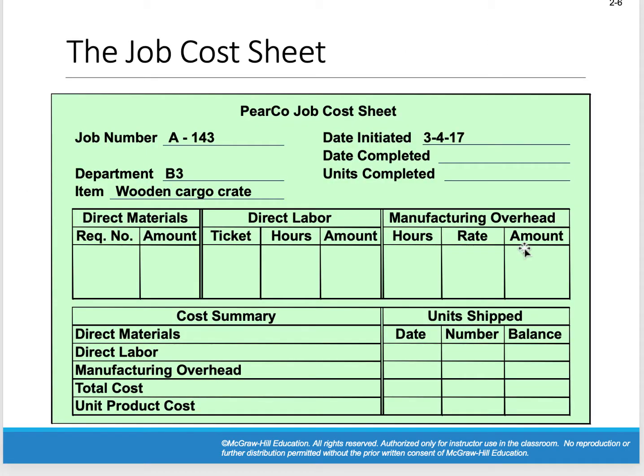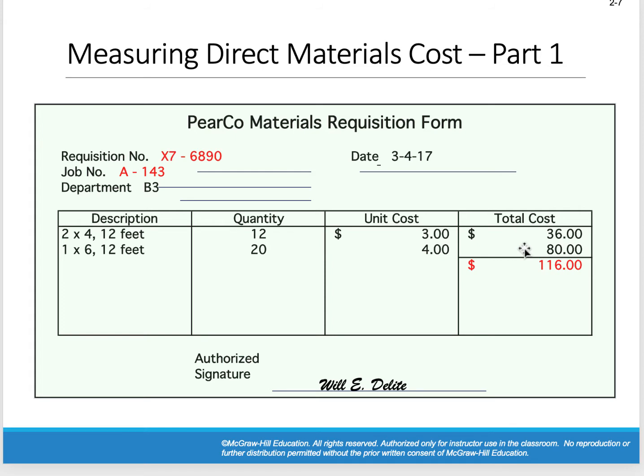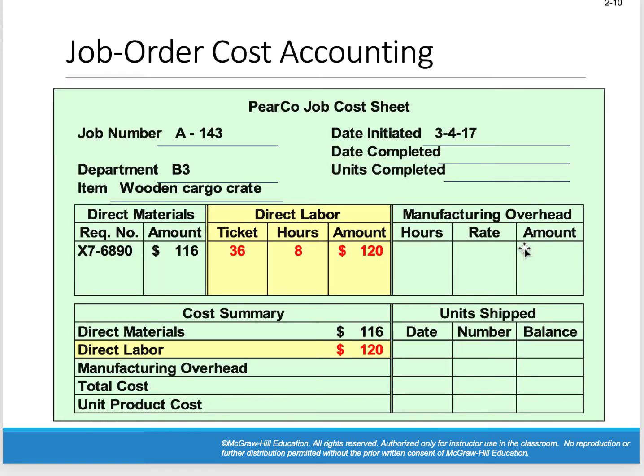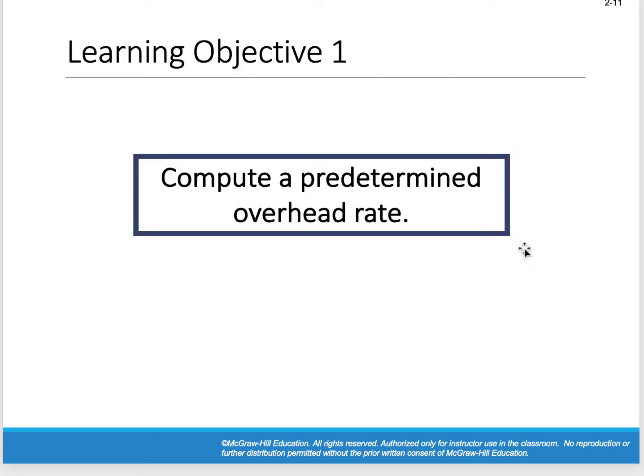We know we use a job order cost sheet to get that done. We use a material requisition form in order to allocate the direct material costs to the job. We use an employee time card or a time ticket or some time system, so we can trace the costs of our employees that work on specific jobs to that job that they are specifically working on.